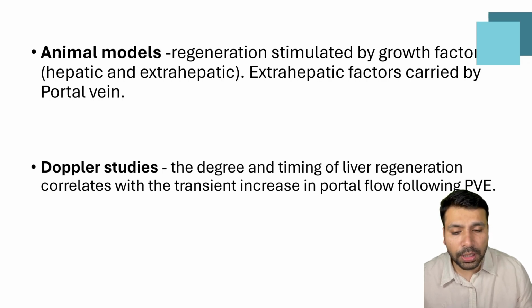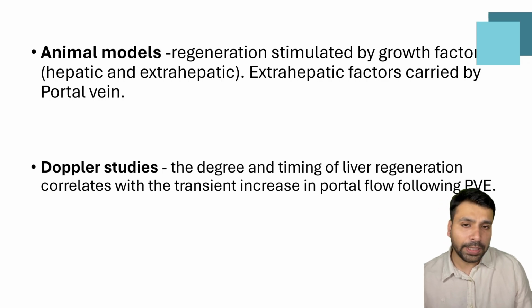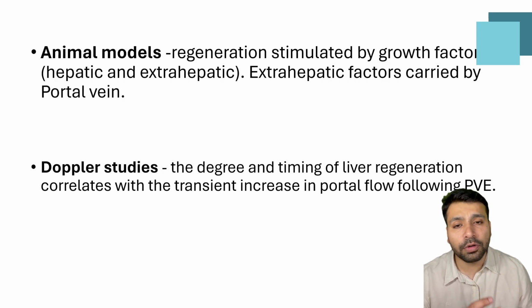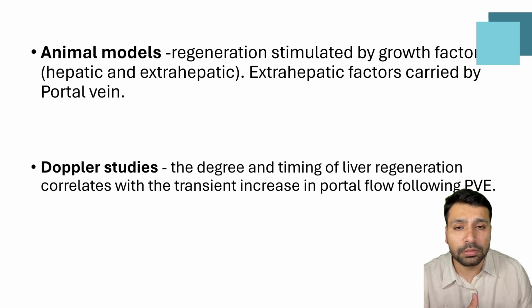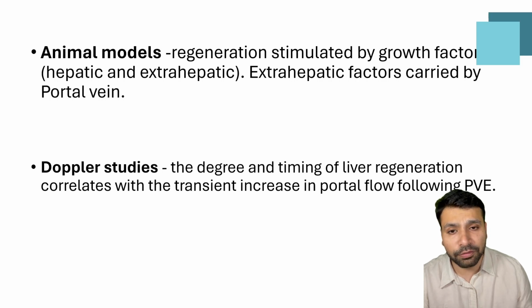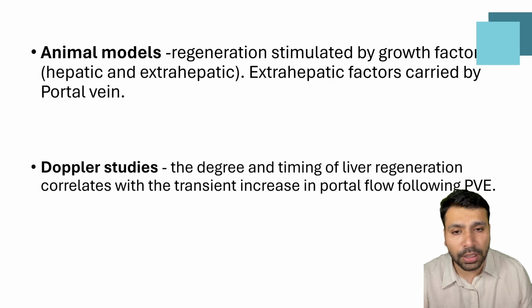In animal models, it has been seen that growth factors are carried by the portal vein. And Doppler studies have also shown that the timing of regeneration correlates with the increase in the portal flow. So the portal vein is very important; its role in the growth of the liver, or liver regeneration, is important. So by redirecting the portal flow to the part we need to hypertrophy, the FLR, that is the main aim.